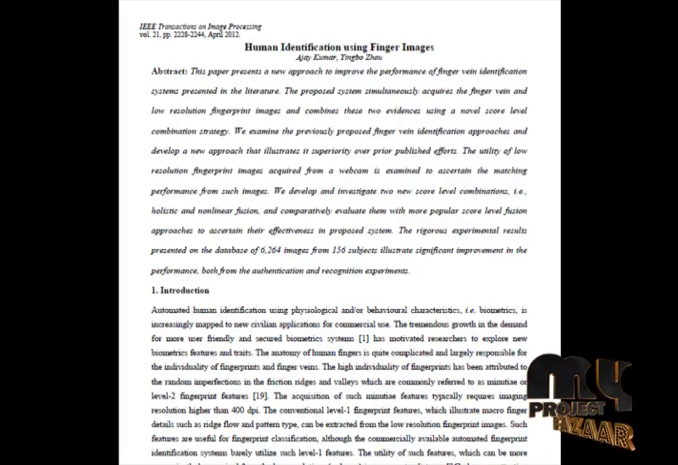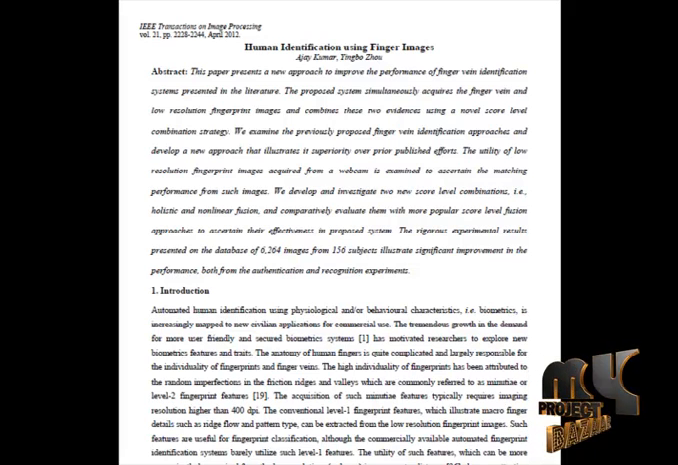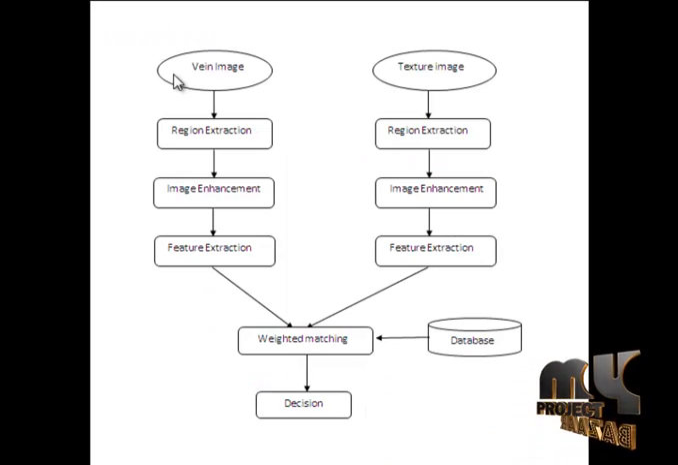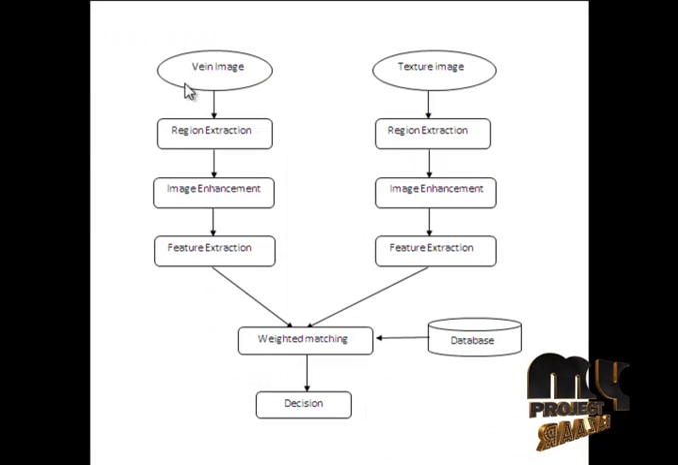Gabor filters are similar to those of the human visual system, and they have been found to be particularly appropriate for texture representation and discrimination. It is a linear filter used for edge detection. Finally, weighted matching is calculated for the identification. This is the flow of the process.